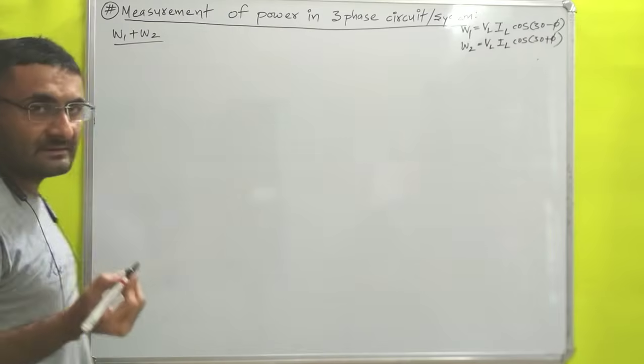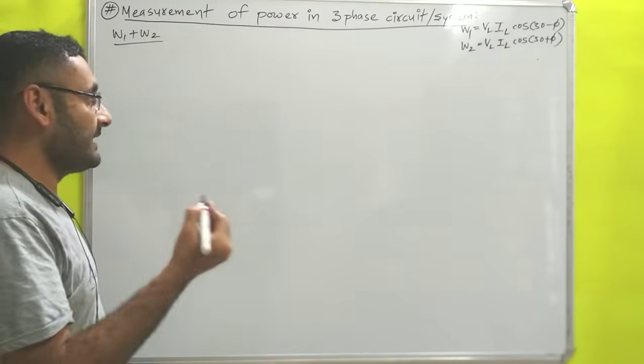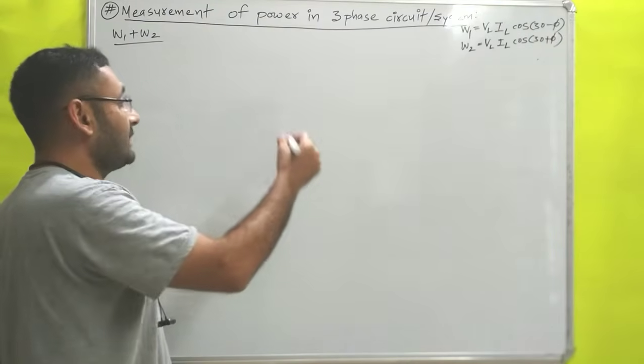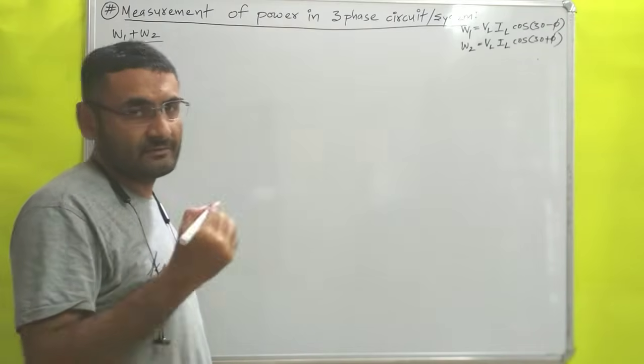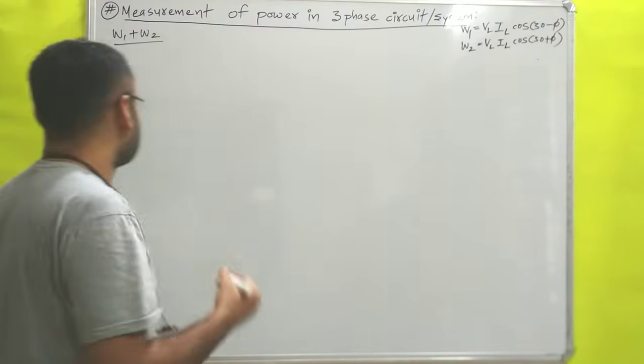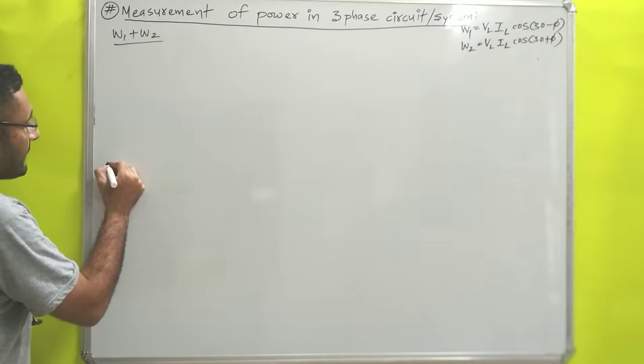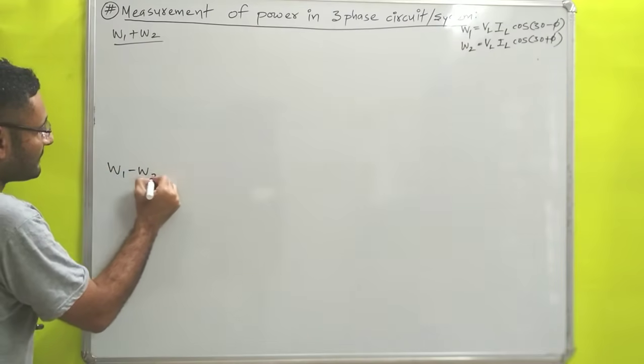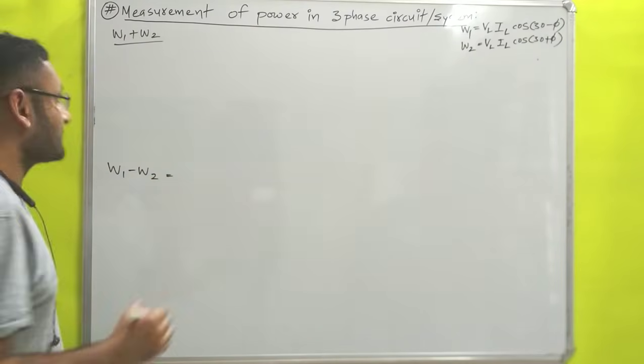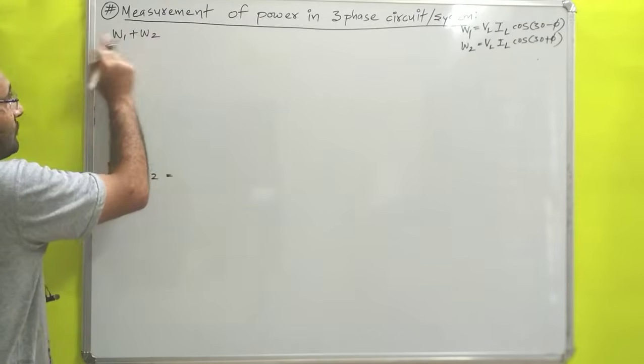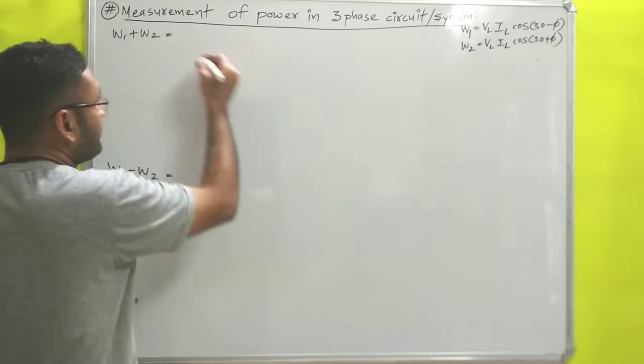Okay, then whatever answer we get, we will see, and next we will go for W1 minus W2. Then we will check which type of answer we get. So W1 plus W2, and over here I will write W1 minus W2. We will check the answer. If we go for W1 plus W2, then how can I write it?